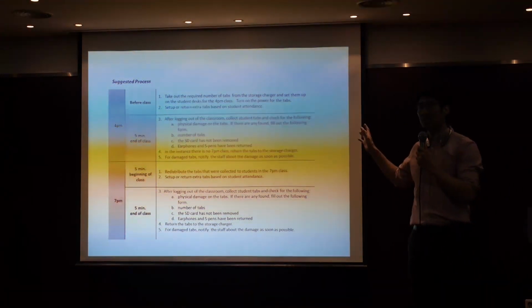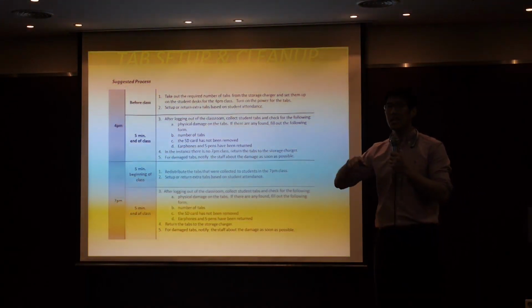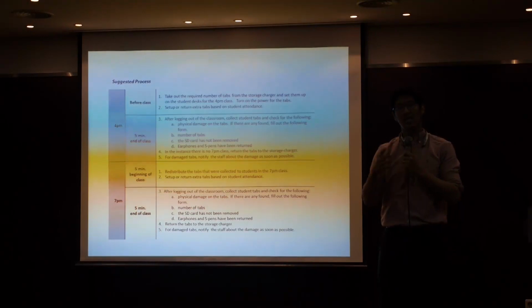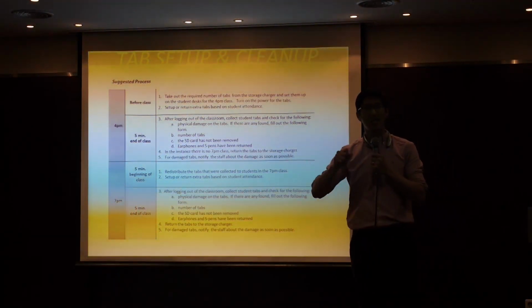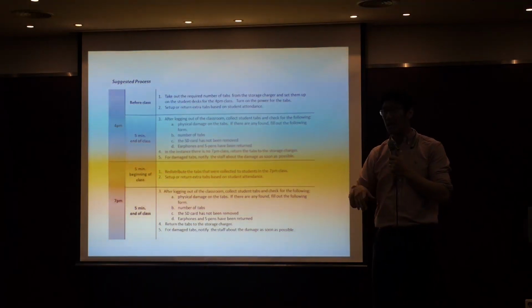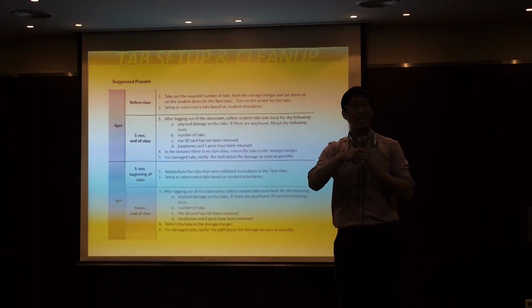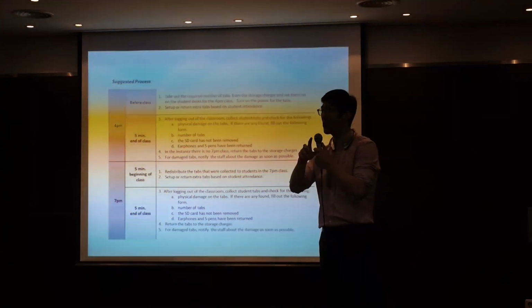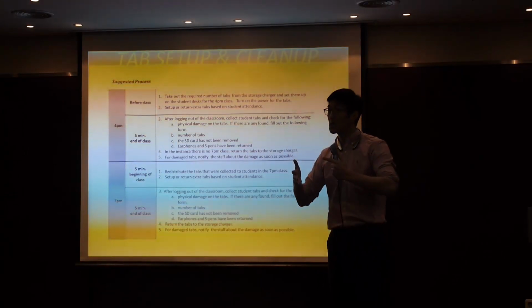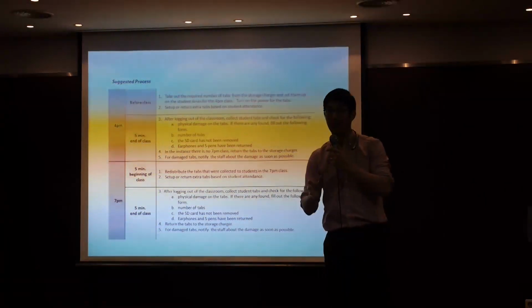Setting up the class, this is just a suggested process. It's suggested because there are going to be different scenarios based on your location. It's going to be based on the number of students you have in each class and the number of tabs that are going to be distributed. So I think for every 15 students that you have, it's not by class, right? It's the total student number at your branch. For every 15 students that you have, you get one storage charger, filled with 15 or 20 tabs or something like that.